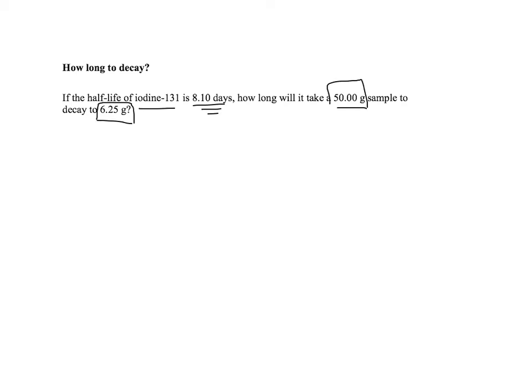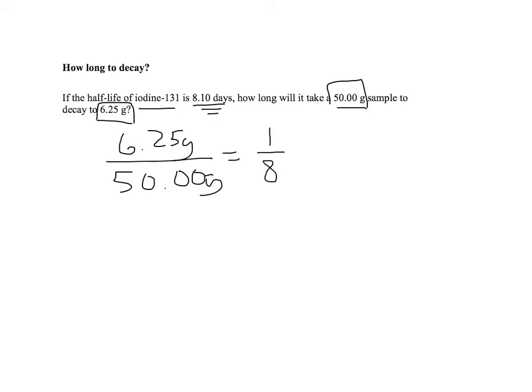Now the first thing I want you to do in this sort of problem is to find out the fraction remaining, and so we take 6.25 grams, which is the amount remaining, divide that by the total that we started with, so 50, and when you do that in math, you end up with about 1/8. And now that we know the fraction remaining, we can determine the number of half-lives that have passed.